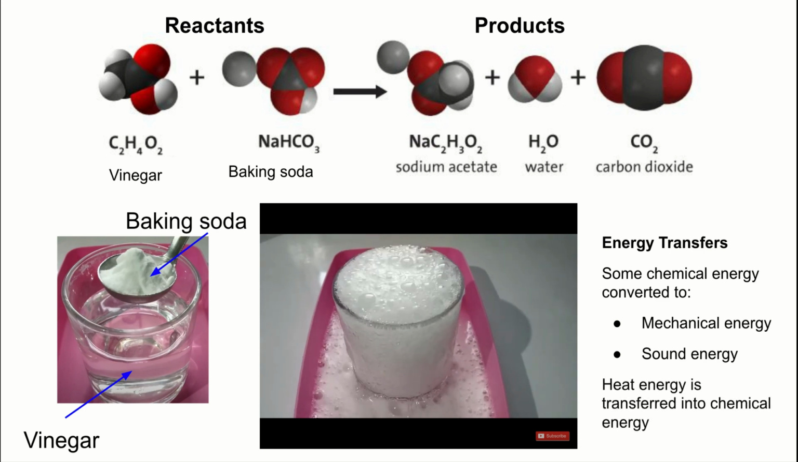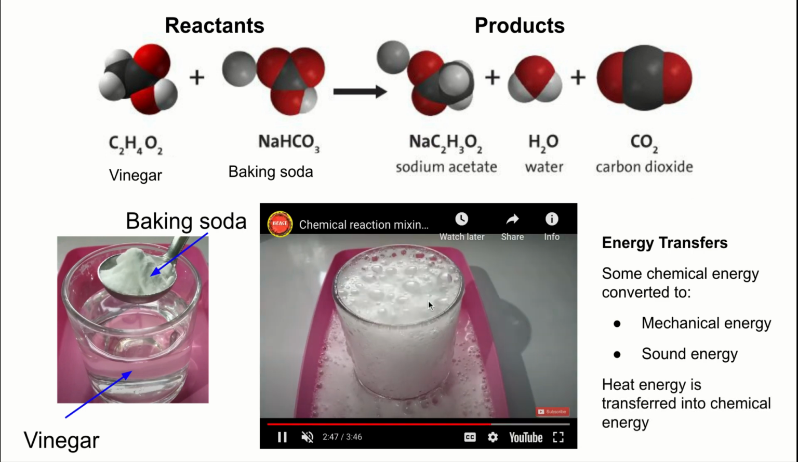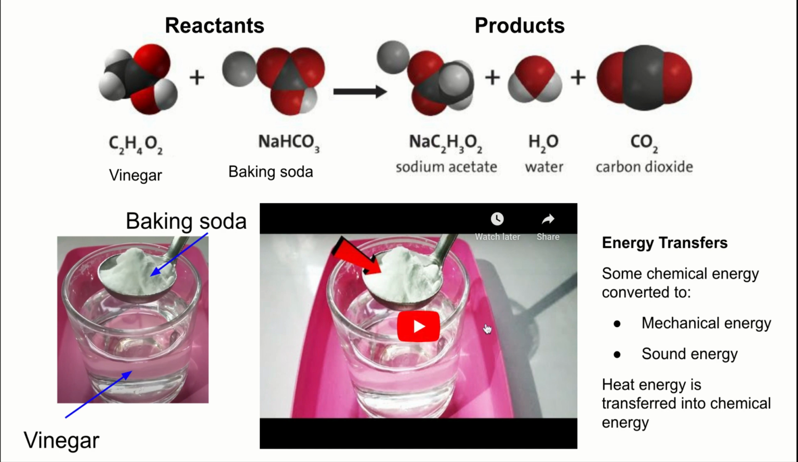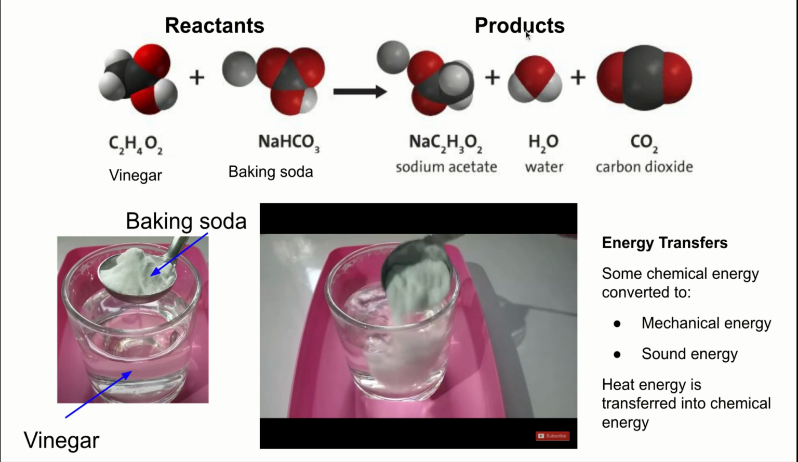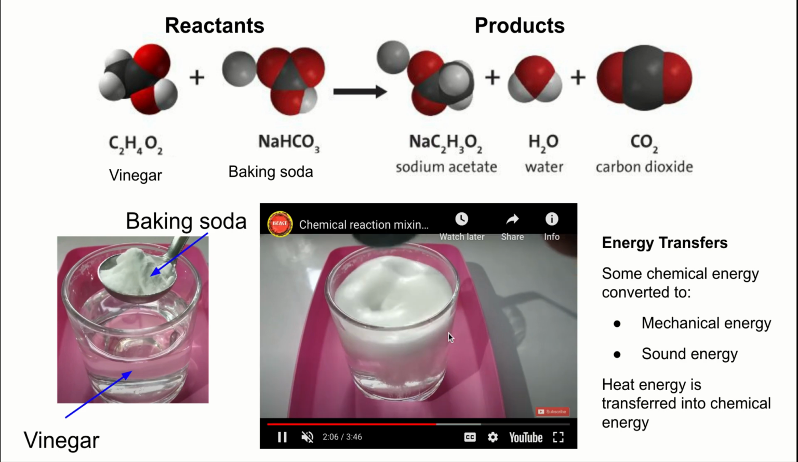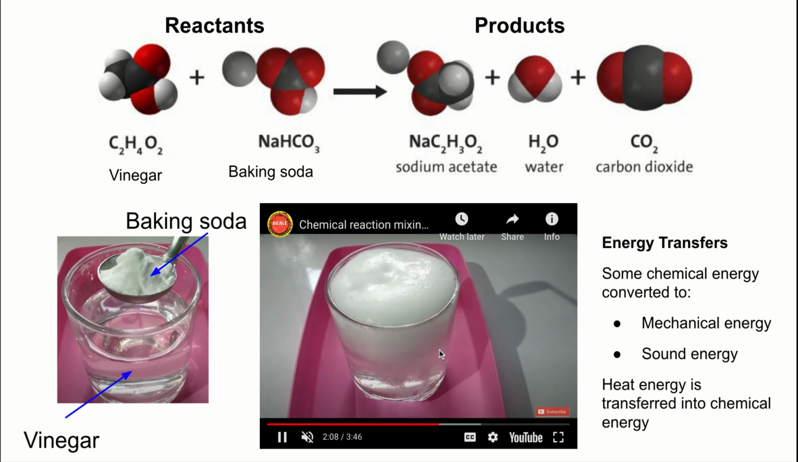We also have another interesting energy transfer here. Heat energy is transferred into chemical energy. We actually take heat energy from the surroundings, and we're going to put that heat energy into the bonds of these new molecules, the products. And that means that our glass is actually cold at the end of this, because heat energy will go from the surroundings into our molecules, which is pretty cool.